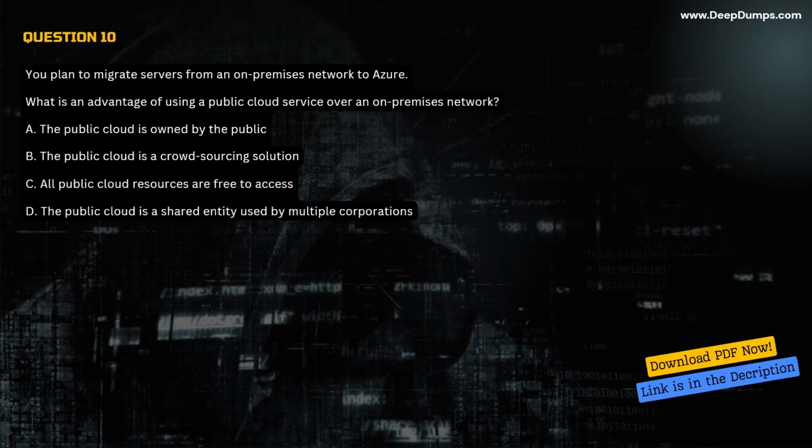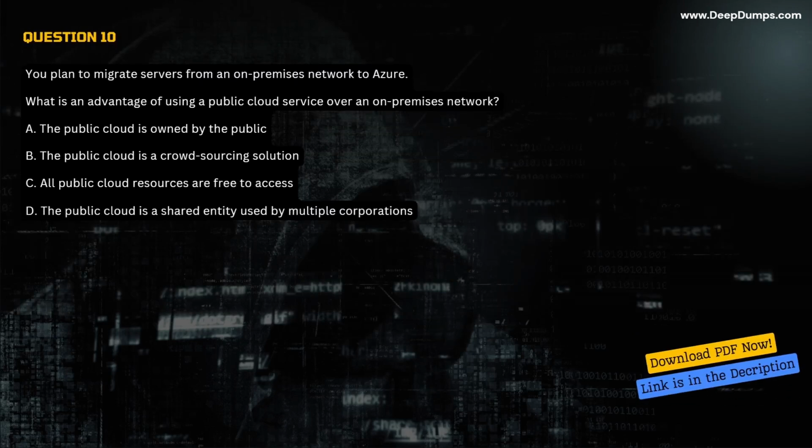Question 10. You plan to migrate servers from an on-premises network to Azure. What is an advantage of using a public cloud service over an on-premises network? A. The public cloud is owned by the public. B. The public cloud is a crowdsourcing solution. C. All public cloud resources are free to access. D. The public cloud is a shared entity used by multiple corporations. Correct answer is D. The public cloud is a shared entity used by multiple corporations.